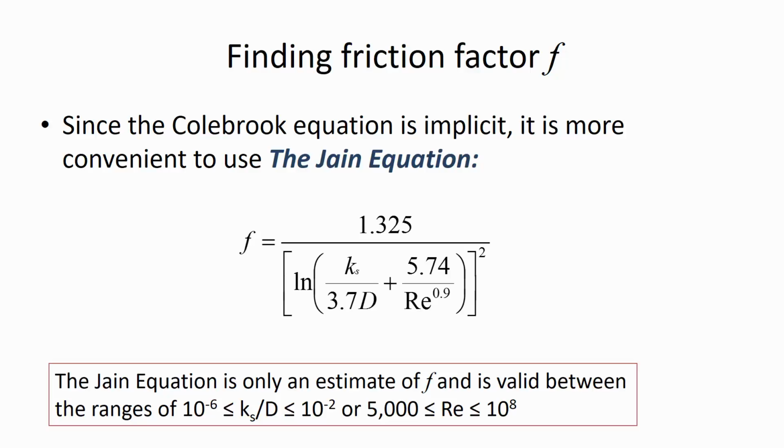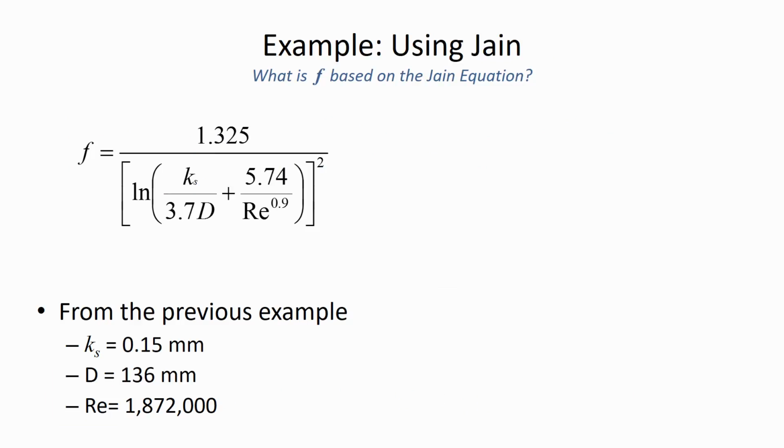So let's try that. From the previous example, let's see how the Jain equation does at estimating, and that will give us an idea of how accurate it is compared to Colebrook. You know, what are we giving up for that computational simplicity? So I'd like you to try that out. Calculate the f value based on the Jain equation.